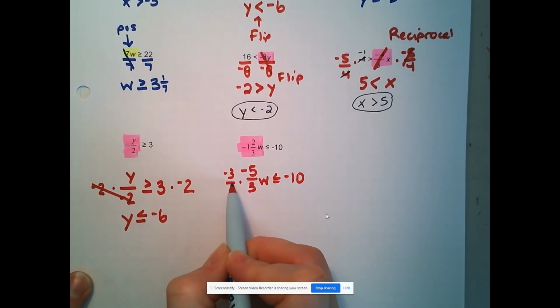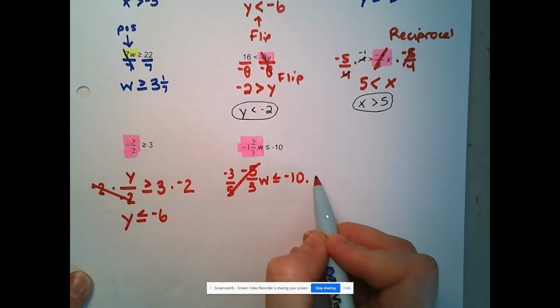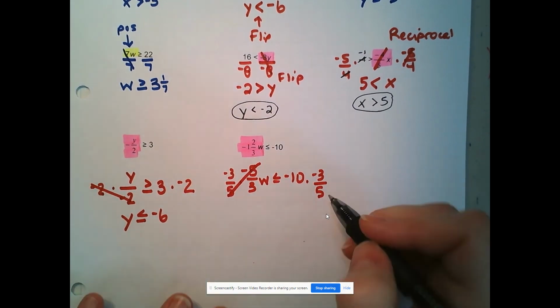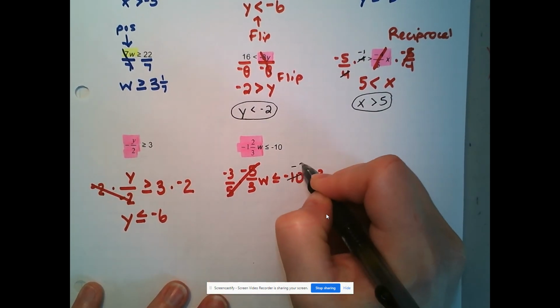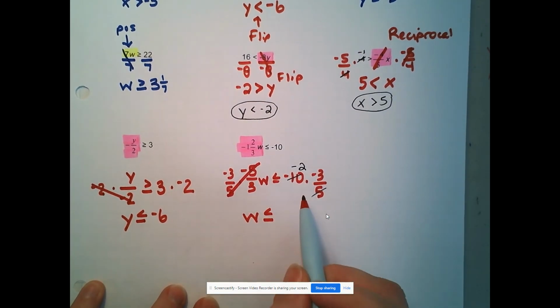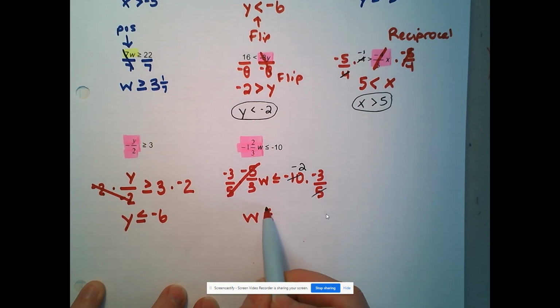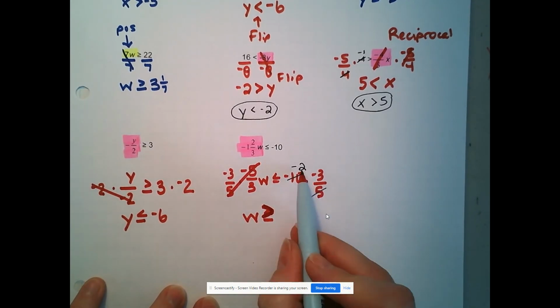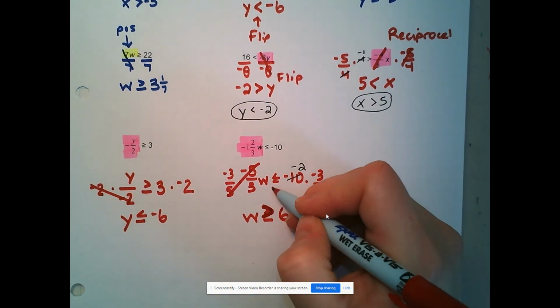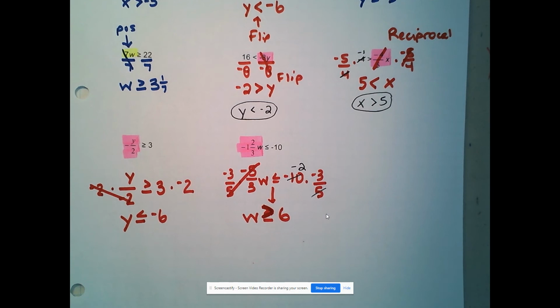Times -3/5. Look to see if there's any simplifying. Sure is. The 5 and the 10 can simplify. And I multiply by a negative, so that's got to become a greater than instead of a less than. -2 times -3 is 6. So this is where I had to flip the symbol because I multiplied both sides by a negative, and I can even clean that up.